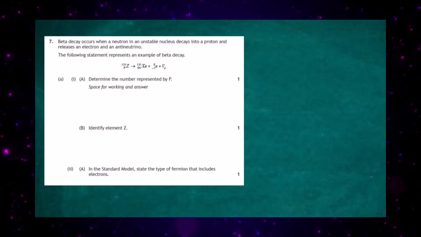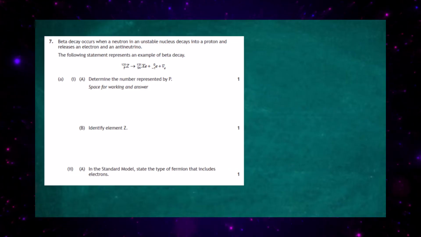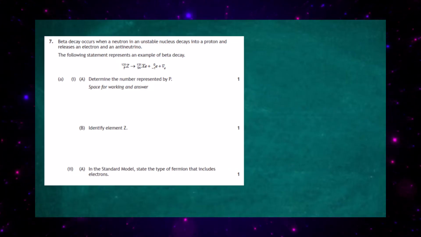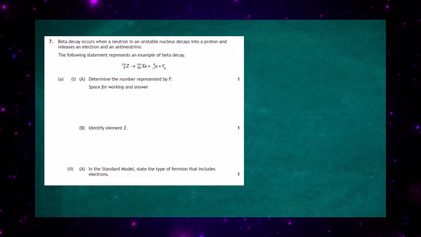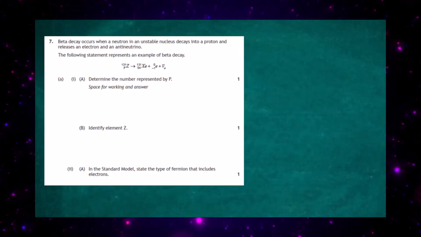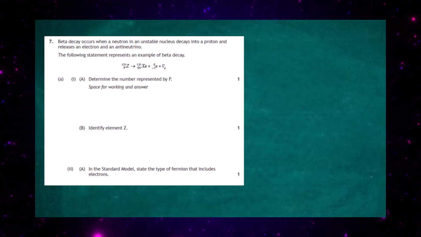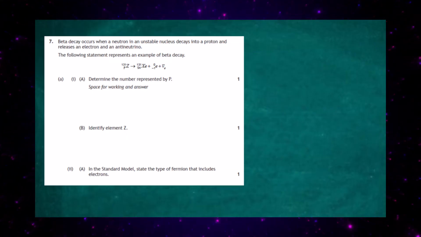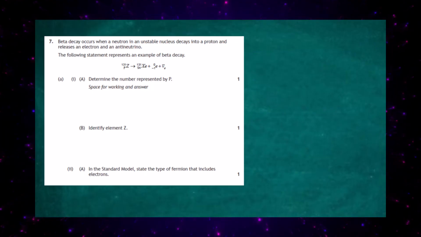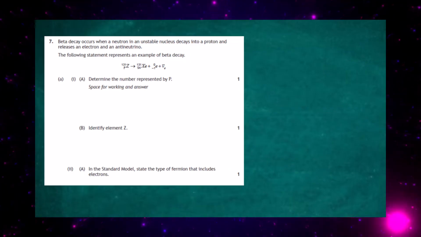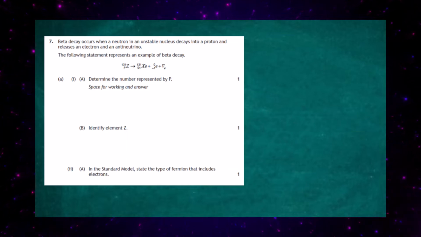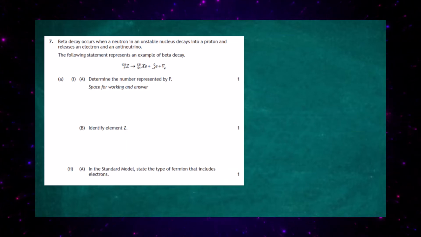Question 7 from section 2 of the 2023 Higher Physics Examination from the SQA. Beta decay occurs when a neutron in an unstable nucleus decays into a proton and releases an electron and an antineutrino. The following statement represents an example of beta decay, and you can see what's happening there. For 1 mark in part A part I, we have to determine the number represented by P.